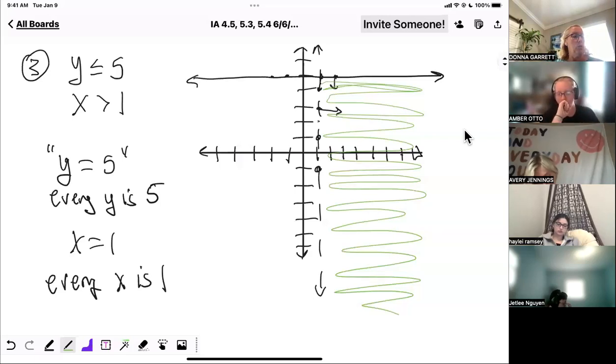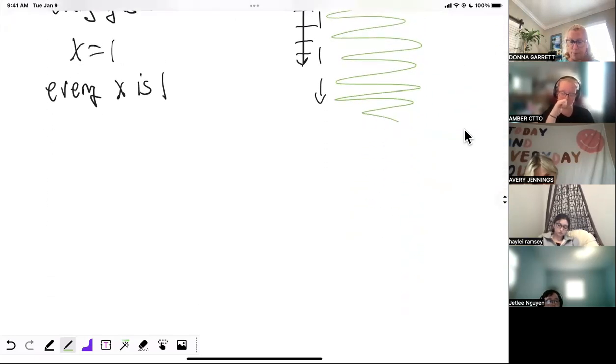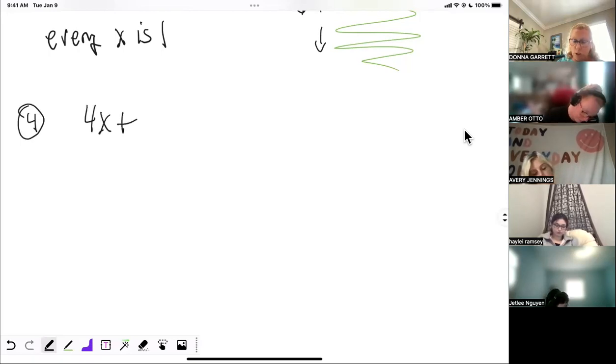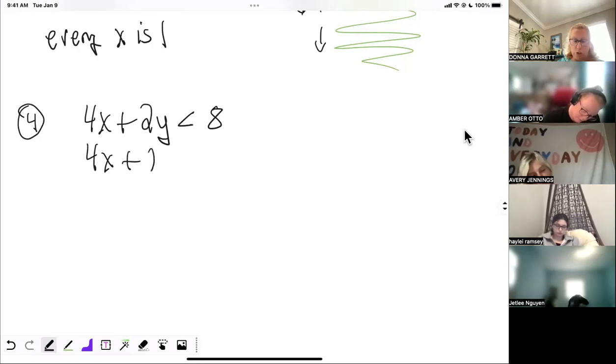And then I want to do 2 more just to show you. So number 4. 4x plus 2y is less than 8, and 4x plus 2y is greater than or equal to -8.